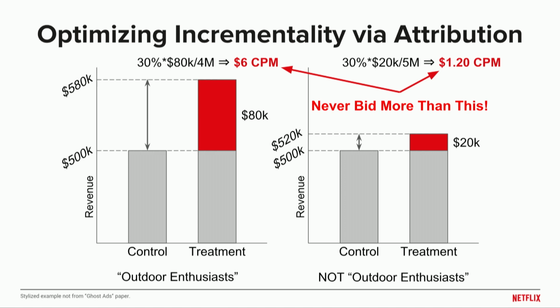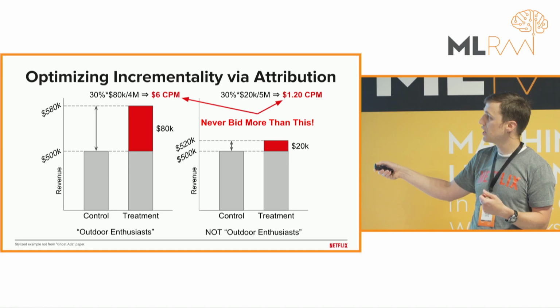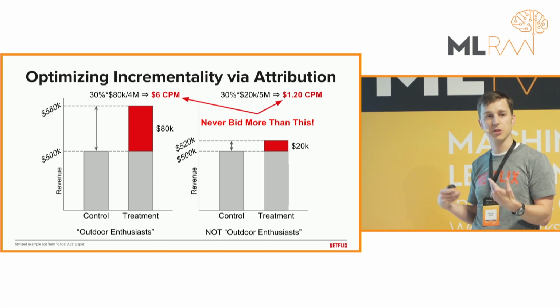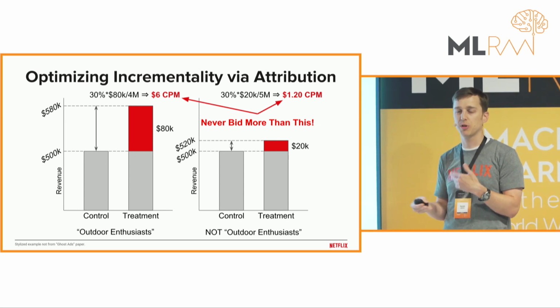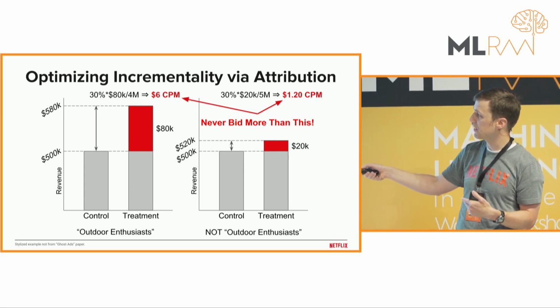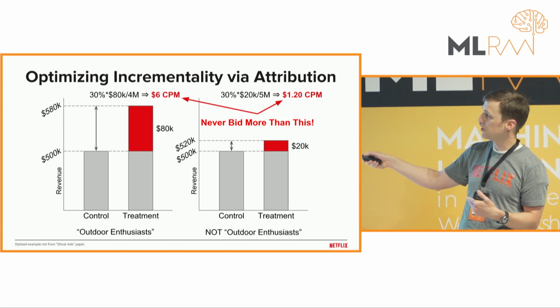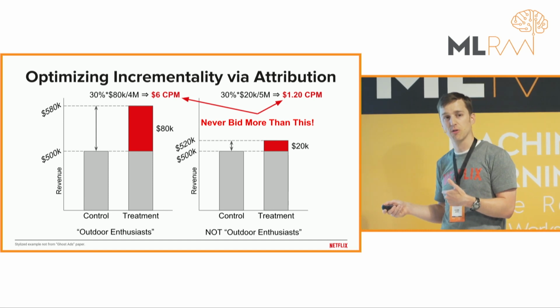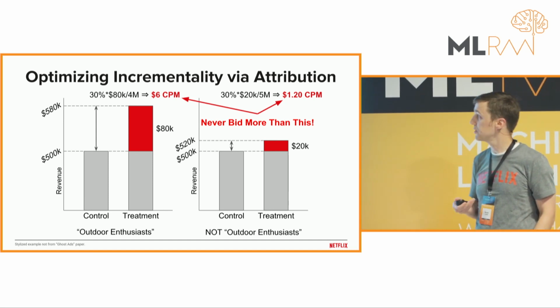And so in this case, this group accounted for 4 million impressions. So we can establish a $6 CPM as the upper bound for this particular advertiser. So we're just doing some simple arithmetic here, but it's based on the fact that we have this $80,000 number and the 4 million impressions and the 30% gross margin that the advertiser has.